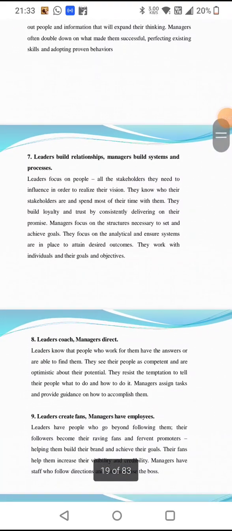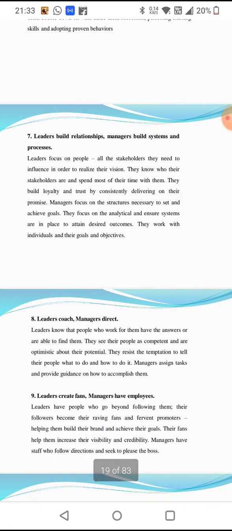So leaders build relationships, managers build systems and processes. Yes, this is very much true in all kinds of organizations, whether it might be IT organization, manufacturing, the institutions as well. So leaders focus on people, all the stakeholders they need to influence in order to realize their vision. They know who their stakeholders are and spend most of their time with them. They build loyalty and trust by consistently delivering on their promise. Managers focus on the structures necessary to set and achieve goals. They focus on the analytical and ensure systems are in place to attain desired outcomes.